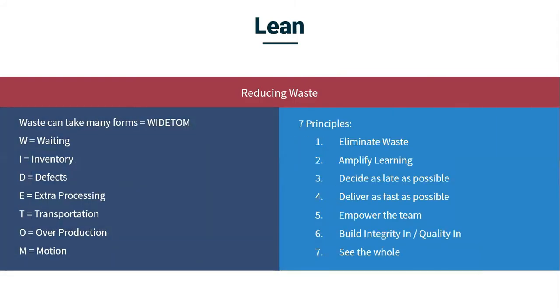While lean has its own seven principles. Number one, eliminate waste. Number two, amplify learning. Number three, decide as late as possible. And number four, deliver as fast as possible. Number five, empower the team. And number six is build integrity and quality. Number seven, see the whole.